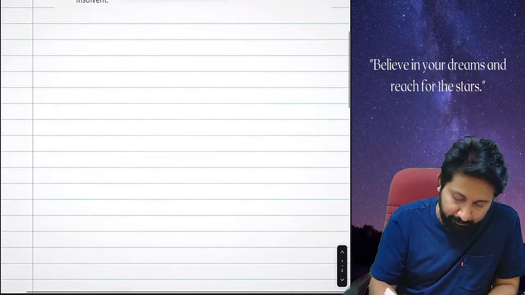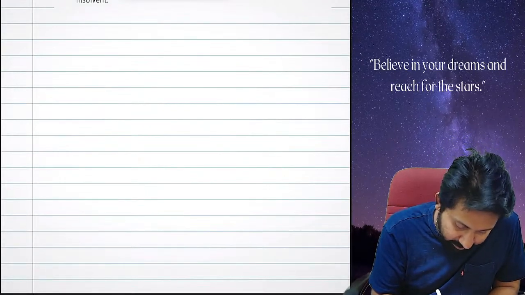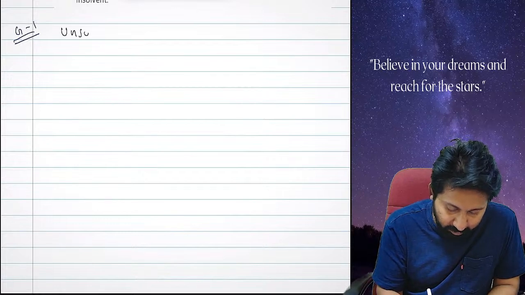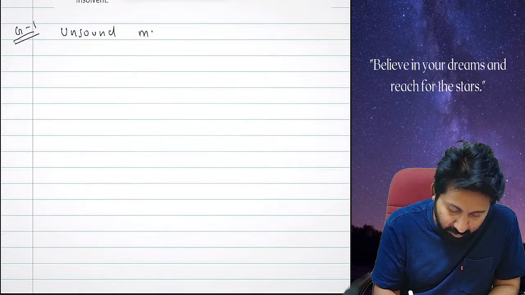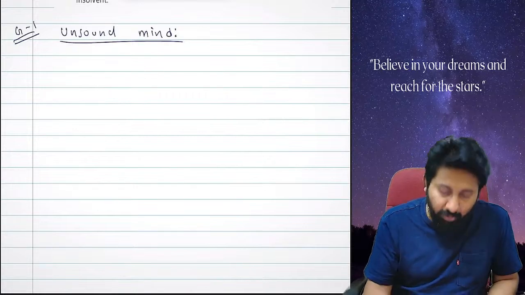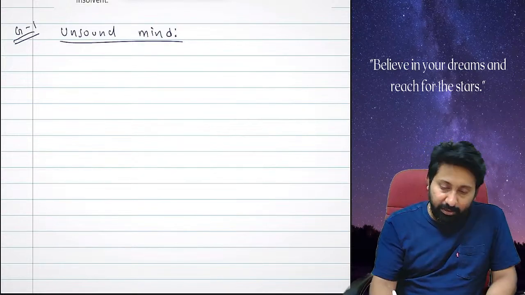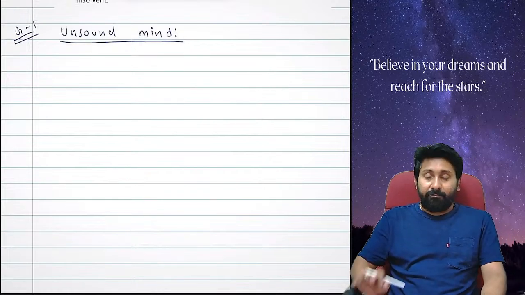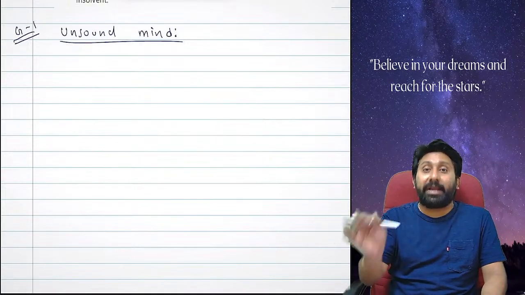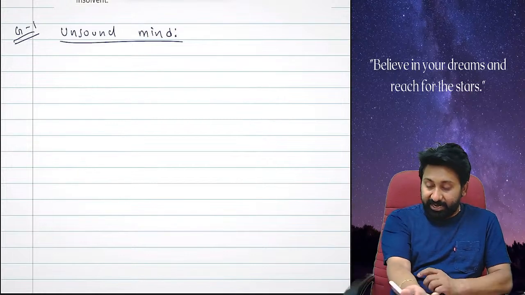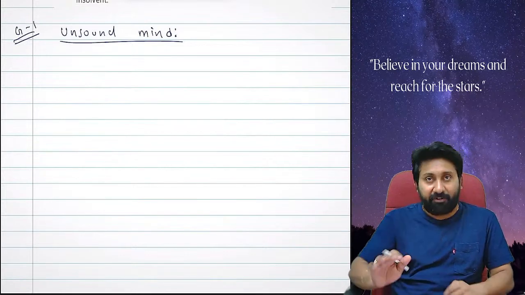See here. First, ground 1. Unsound mind. Ground 1, unsound mind. First, certain important things we wanted to discuss. Word used is unsound mind. He is not talking about insanity. Insanity is different. Unsound mind is different.